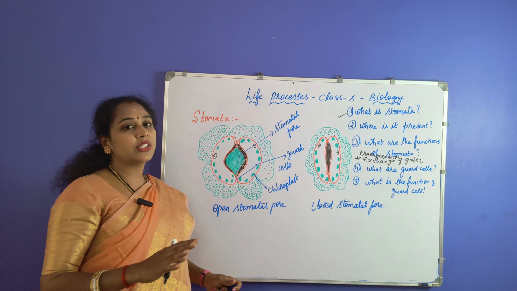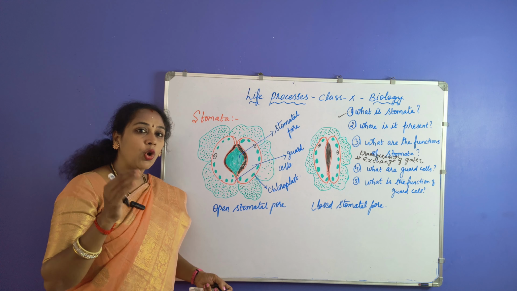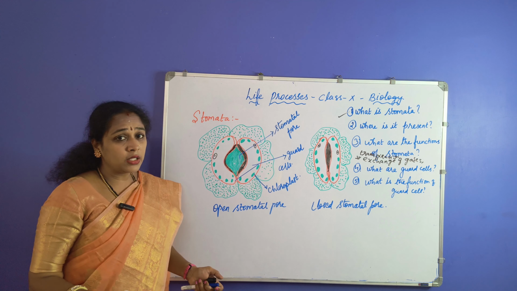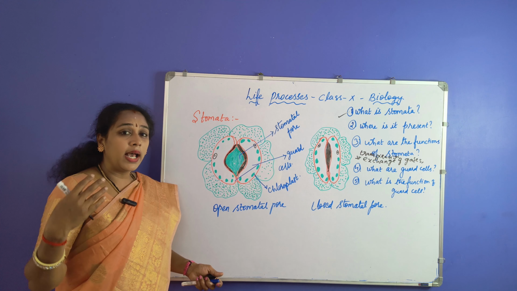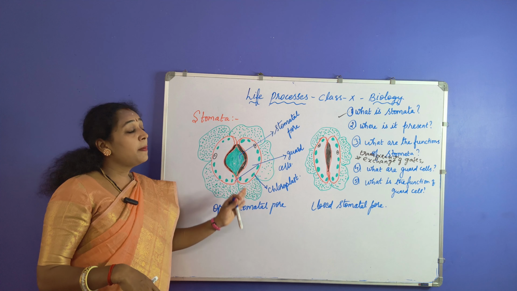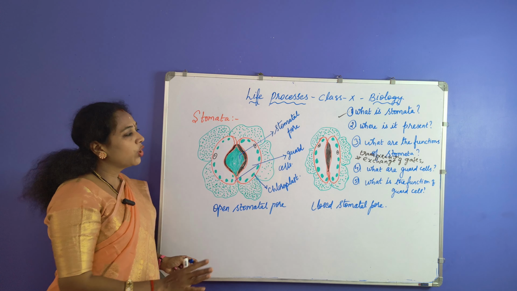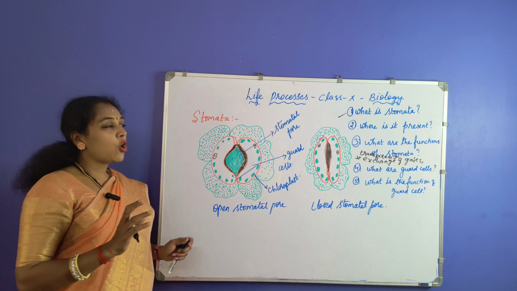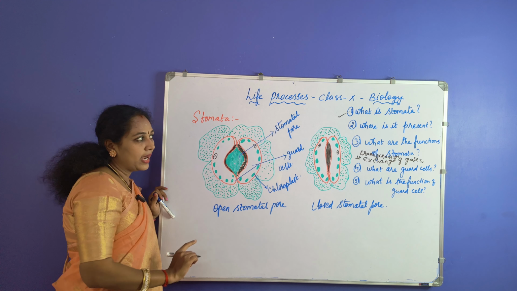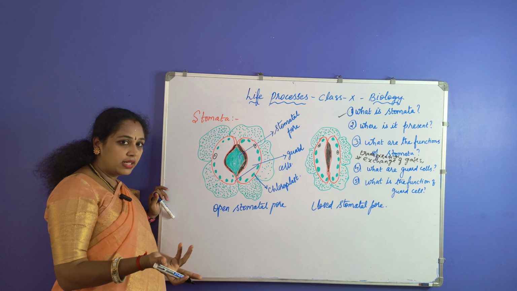And exchange of gases not only takes place in the leaf, it also takes place in other parts of the plant body like root and stem, though predominantly it takes place in the leaf of the plant. So this is an overall introduction. This is an overall concept about stomata. So what is stomata? Where is it present? It is present in the leaf.